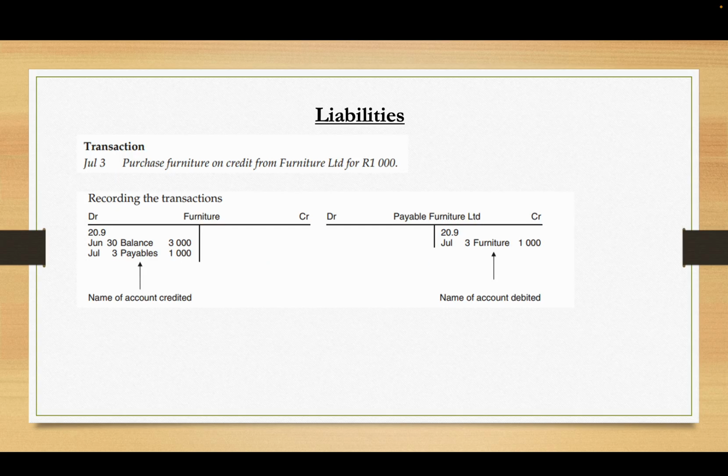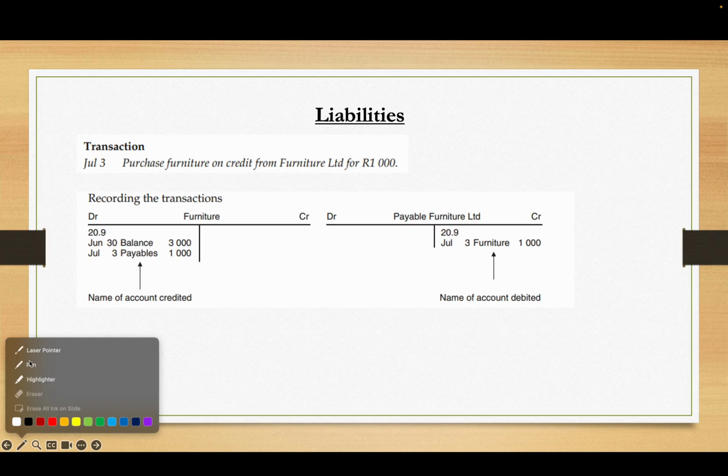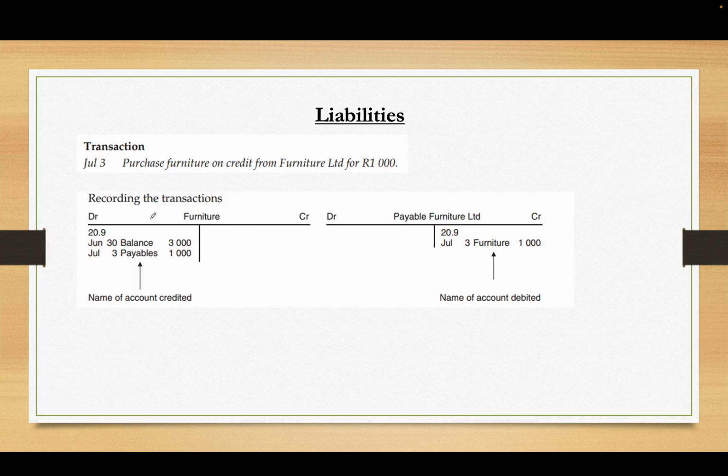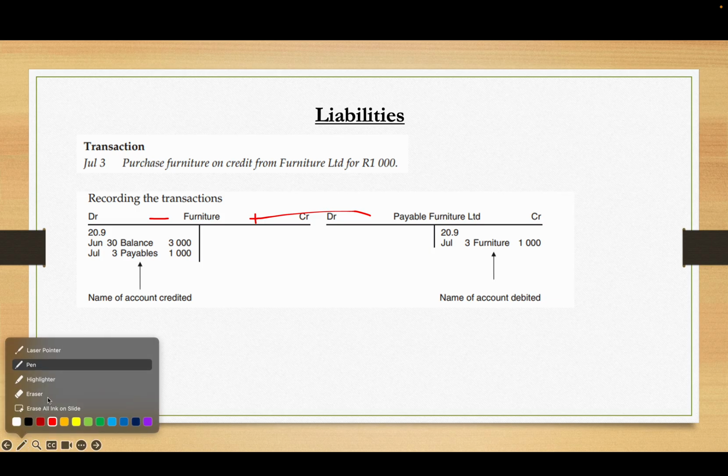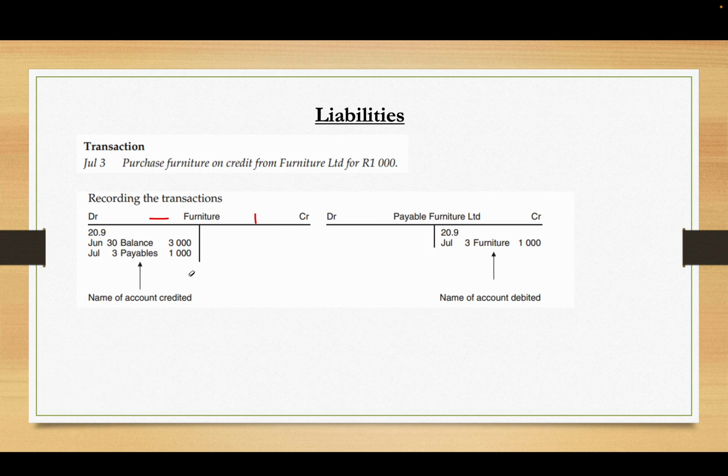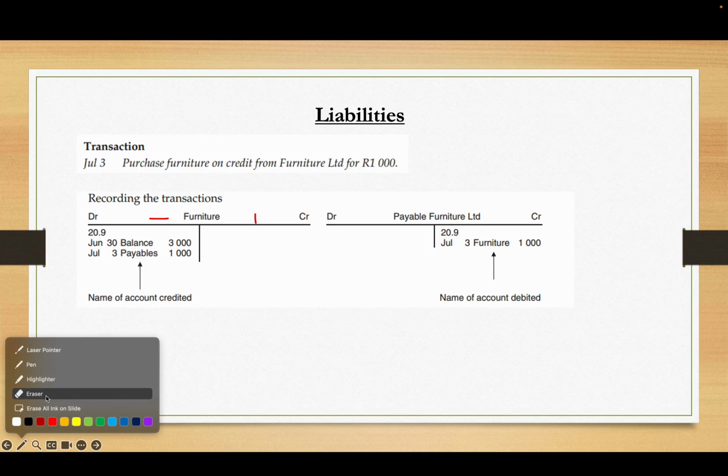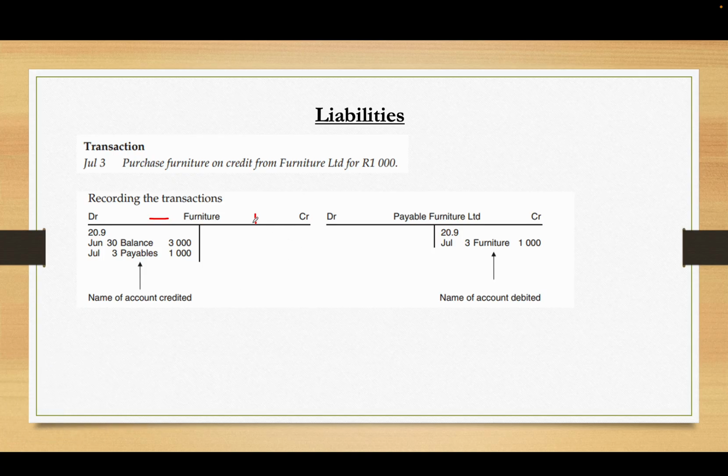So, let me go into liabilities. Remember liabilities. Liabilities are different. It's a minus, and it's a plus. Let me just erase that. Sorry about that. It's a minus and it's a plus.